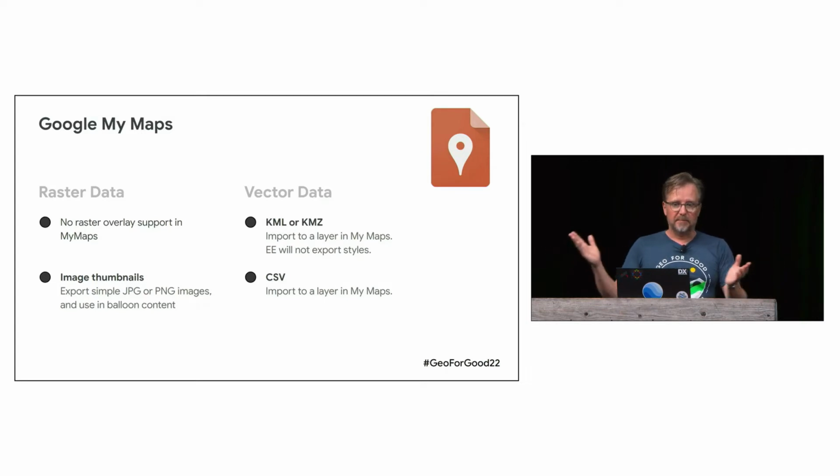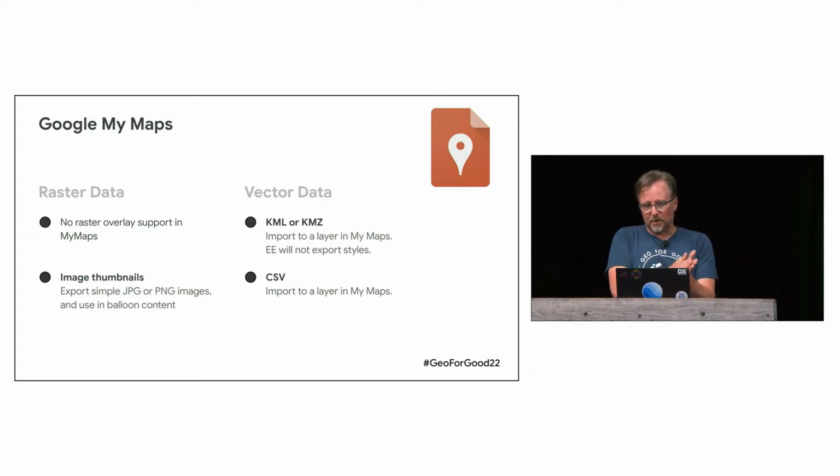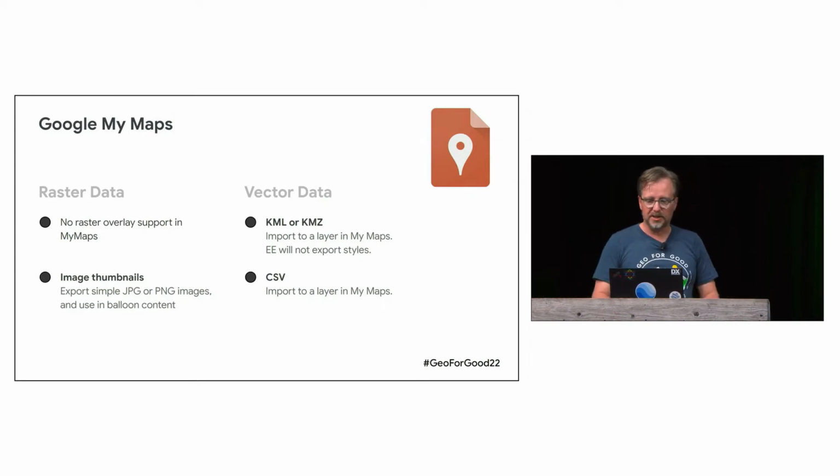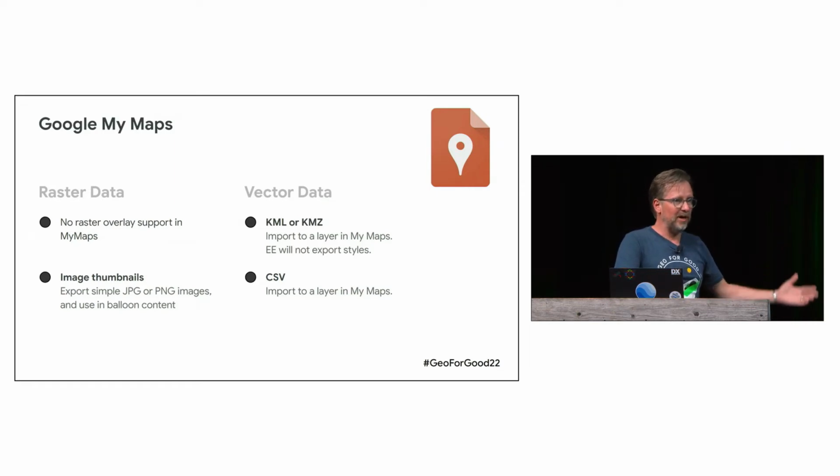If you're using My Maps, not much raster data support there, but you can use image thumbnails again in your balloons, et cetera. But on the vector side, you can bring in KML, import that as a layer into your My Map, or CSV. Patrick talked this morning about some of the new capabilities with Google Sheets and sort of dynamic uploading or dynamic syncing of data with the Google Sheets in My Maps. So exciting progress there.